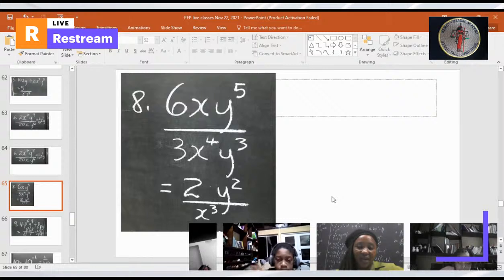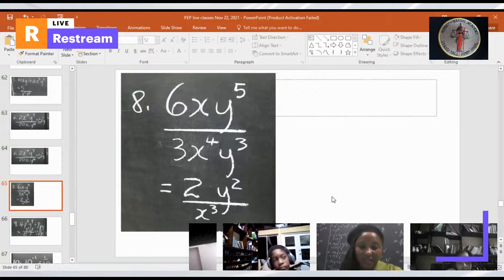If we didn't want to write that as a fraction, it would be 2x to the negative 3 and y squared. So remember, it's the x at the top, the 1 at the top minus the 4 at the bottom, which would give a negative 3. So 2 ways we could write it: 2x to the negative 3 y squared, or as it is now, 2y squared over x to the 3rd power.